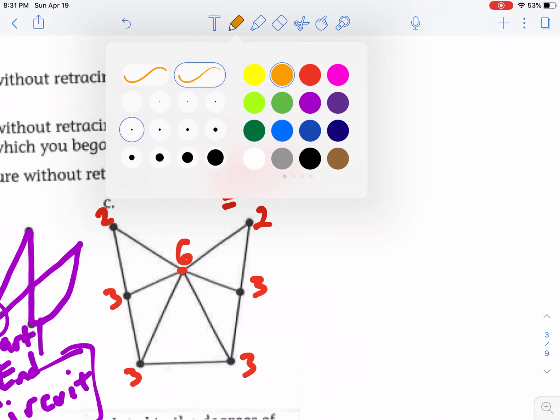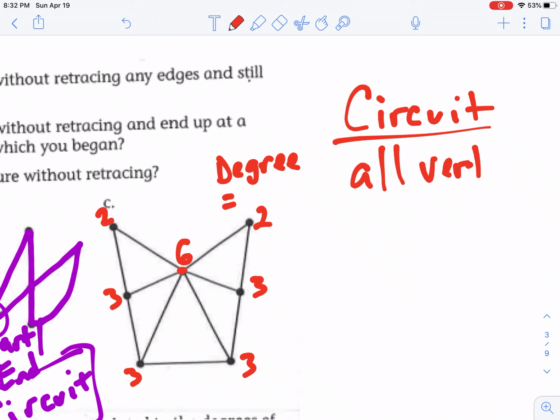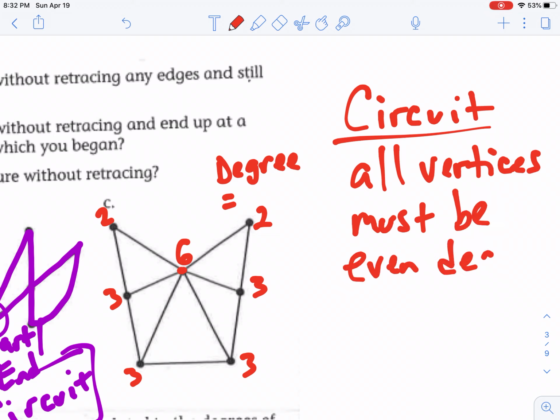So here are the rules. To be a circuit, all vertices must be even degrees. They all have to be. Okay?